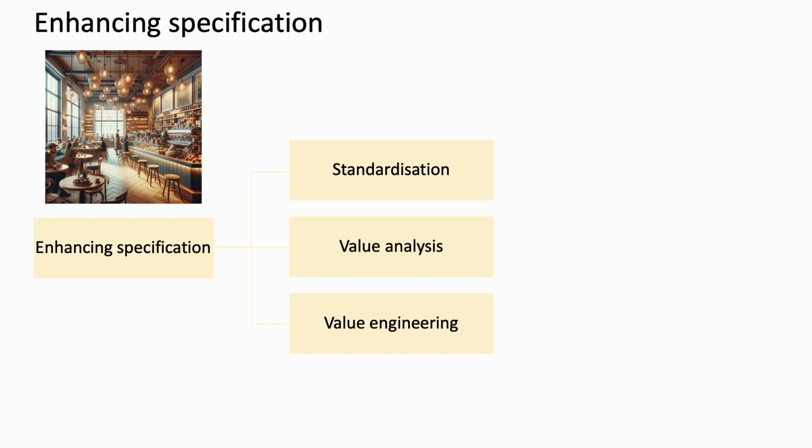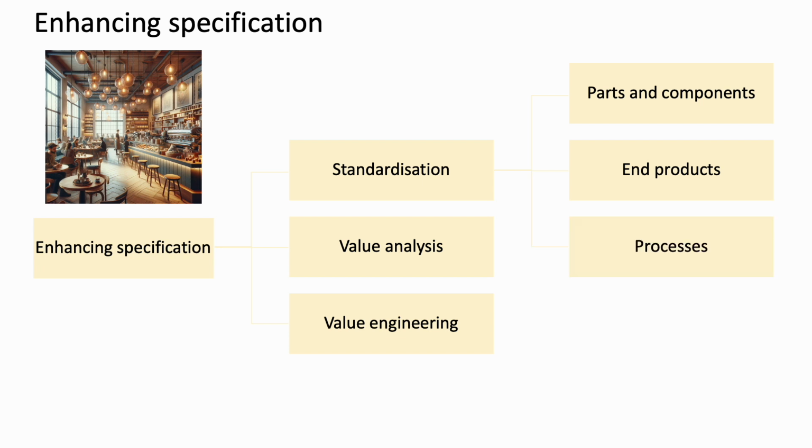Standardization can happen at 3 levels. 1. Parts and components. Standardize the small pieces used across products. 2. End products. Ensure the final products have common standards. 3. Manufacturing processes. Standardize how products are made.